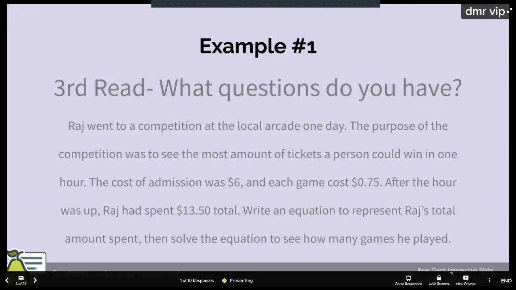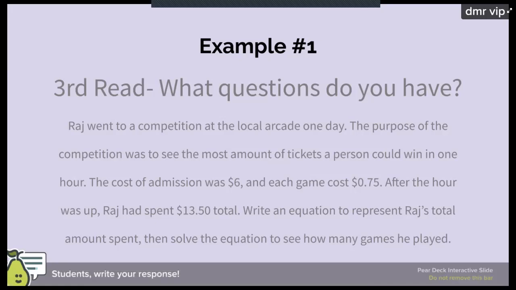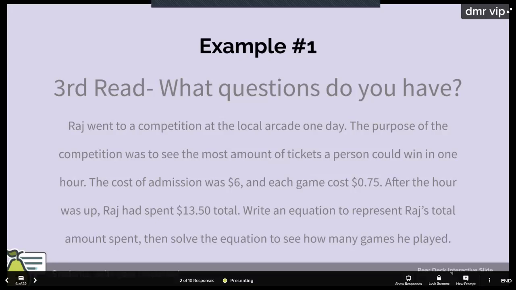Raj went to a competition at the local arcade one day. The purpose of the competition was to see the most amount of tickets a person could win in 1 hour. The cost of admission was $6, and each game cost 75 cents. After the hour was up, Raj had spent $13.50 total. Write an equation to represent Raj's total amount spent, then solve the equation to see how many games he played. I'll give you guys a minute.